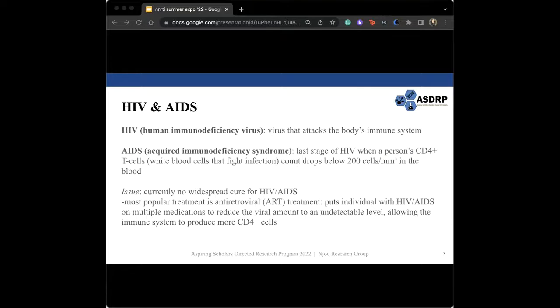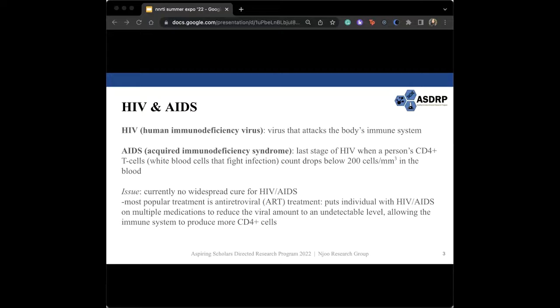So first, what is HIV and what is AIDS? Well, HIV, also known as the human immunodeficiency virus, attacks the body's immune system, specifically the CD4 plus T cells or white blood cells that fight infection. When the CD4 plus T cell count in a person drops to below 200 cells per millimeter cubed in the blood, HIV progresses into its last stage, AIDS or acquired immunodeficiency syndrome.